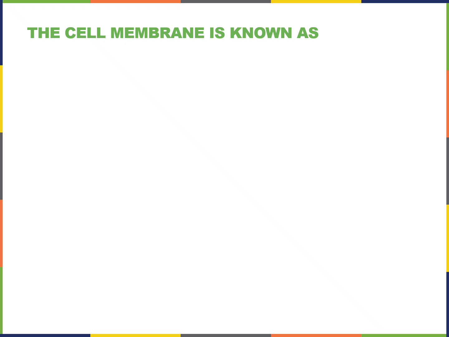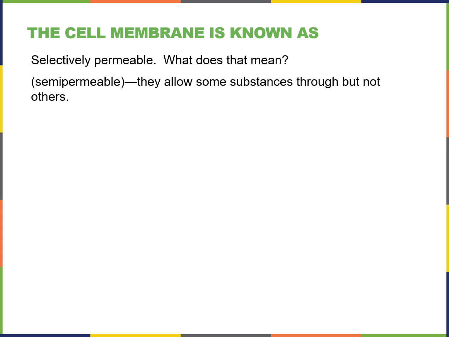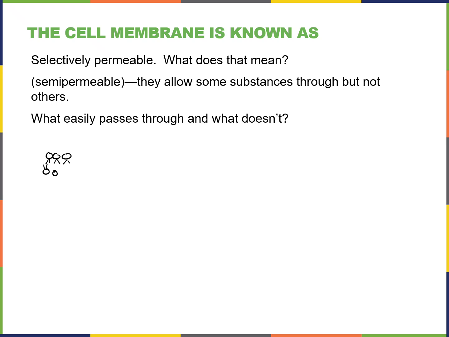The cell membrane is known as what we call selectively permeable. By selectively permeable, we just mean that it allows some substances through and does not allow others. Some things will pass through easily and some things will not. Okay. Remember, our cell membrane has that phospholipid bilayer. So there will be some things like polar molecules that will have an easier time getting through versus other non-polar molecules. Okay.